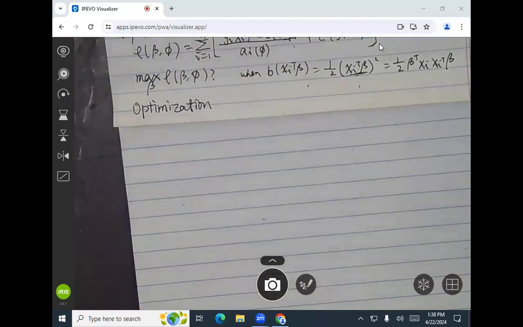Well, sorry, can you say once more what your point was about when the b function is just 1/2? That's the.